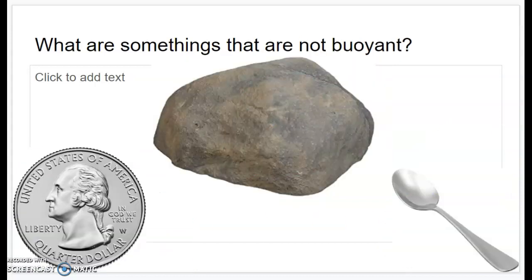Okay? So then what is something that is not buoyant? Well, quarters. Most coins will sink. Rocks, right? You throw a rock in the water, it's going to sink. Metal spoons, metal forks, things like that, those are heavy. Those are going to sink. So go ahead and describe in your interactive notebook what is something that is not buoyant. What is something that will not float? Okay.